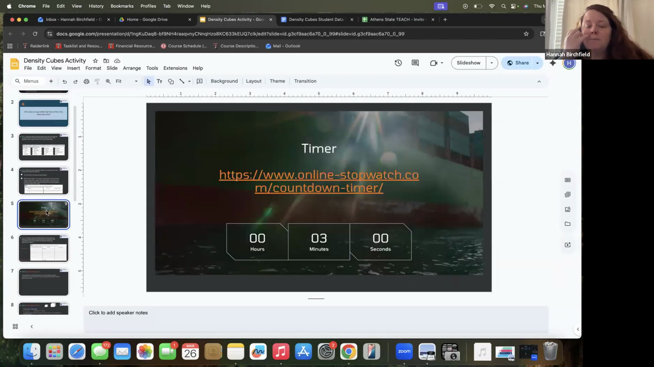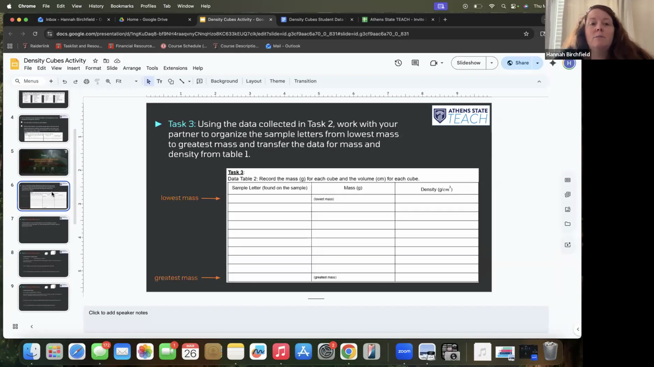I put a built-in timer just in case you wanted to use that. And again, you can go in and change the time as needed. All right, so that's the brunt of the activity. I'll go ahead and tell you for your lesson plan, that's the explore phase. That's them tinkering and playing around and starting to make connections between mass, they have a constant volume, and how that affects density.